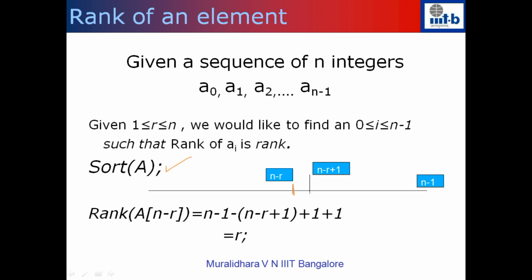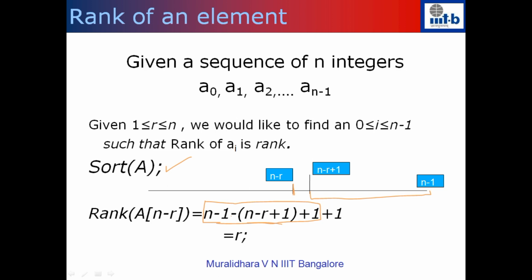So all the numbers to the right of it are all greater than this a of n minus r. The number on the right hand side, this index is n minus r plus 1. The last index is n minus 1. So the number of numbers which are all greater than a of n minus r is n minus 1 minus this number plus 1, right? So this will tell us the number of numbers which are greater than a of n minus r, right?